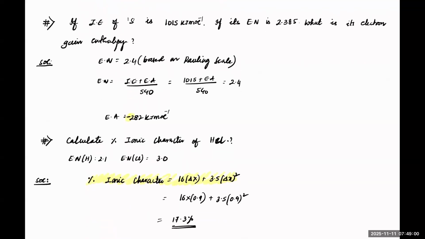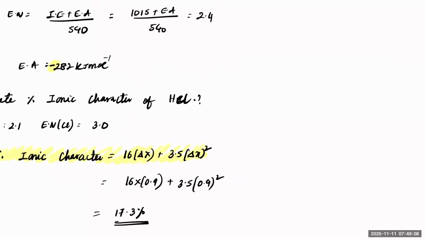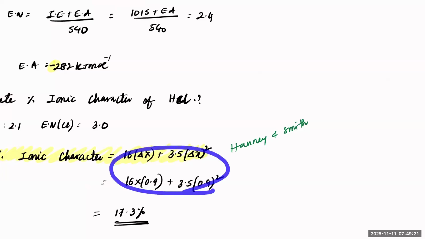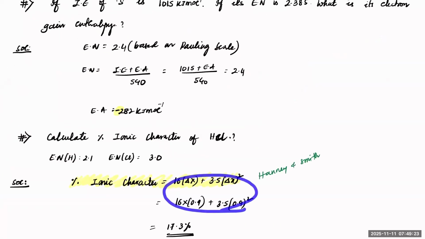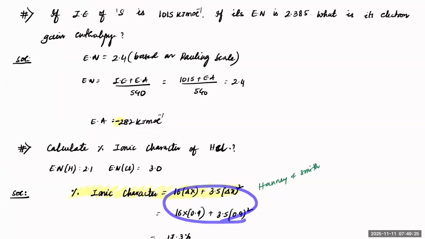Check out how to figure out the percentage ionic character. This formula is called the Hannay and Smith formula. Use it as the Hannay and Smith formula. Directly you can use this formula to figure out how much the percentage ionic character is.